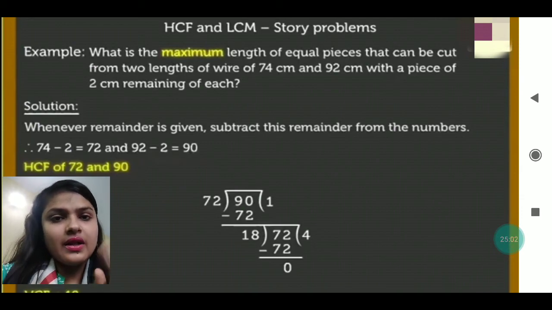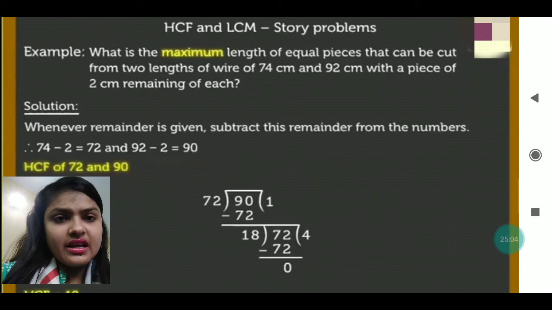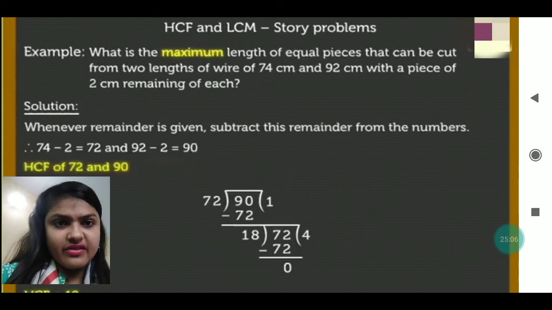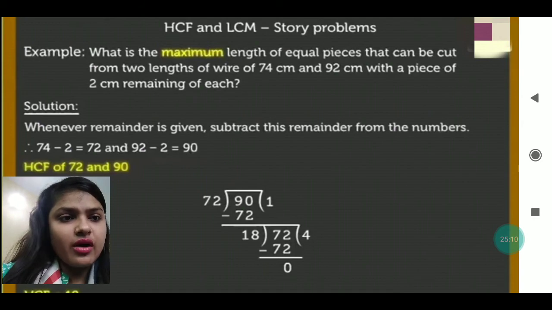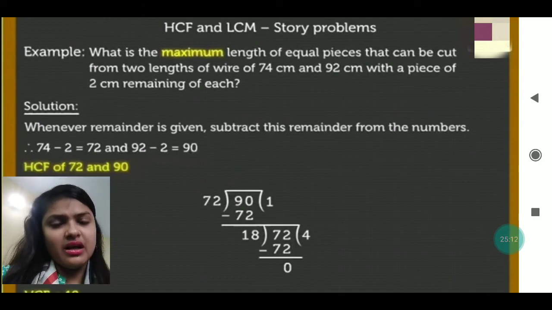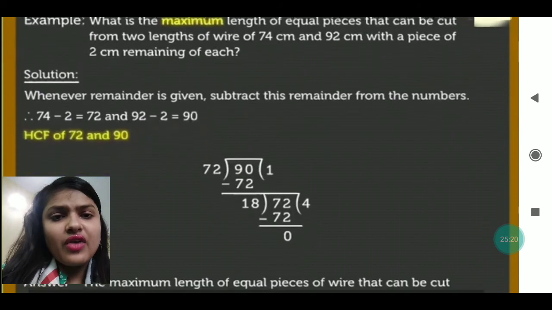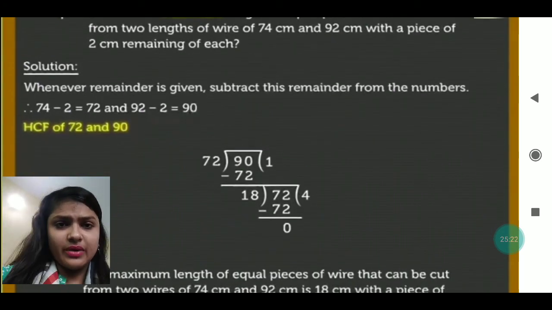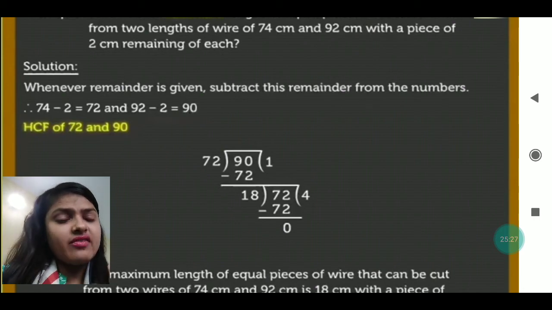Then how will we do it? See, whenever a remainder is given, here the remainder is 2, subtract this remainder from the number. From 74 you subtract 2 one time, then you will get 72. From 92 you subtract 2 one time, then you will get 90. Now you find the HCF of the given numbers. 72 is the smaller and 90 is the larger, so 90 will be the dividend and 72 will be the divisor.